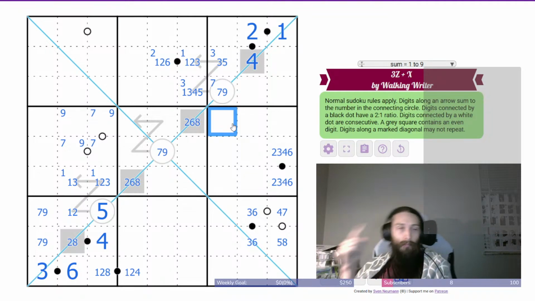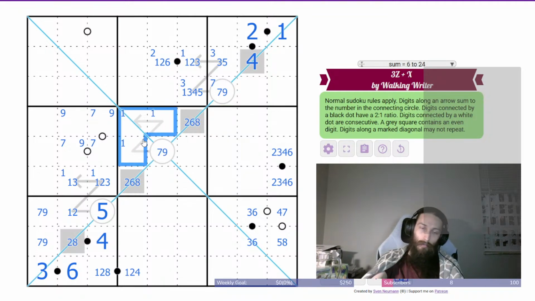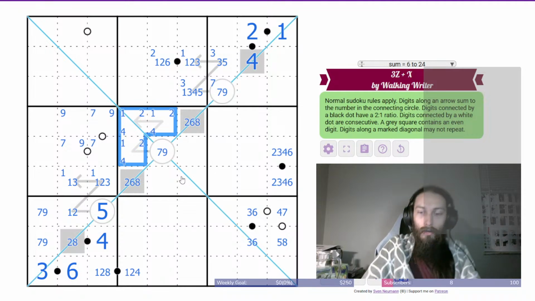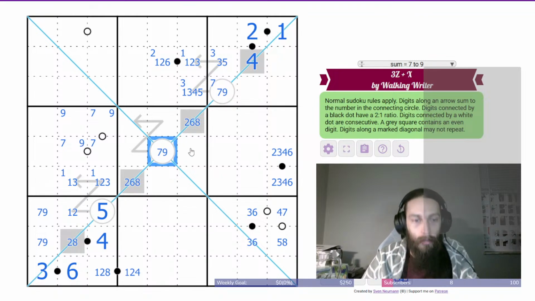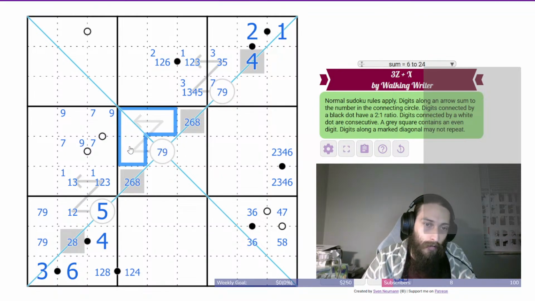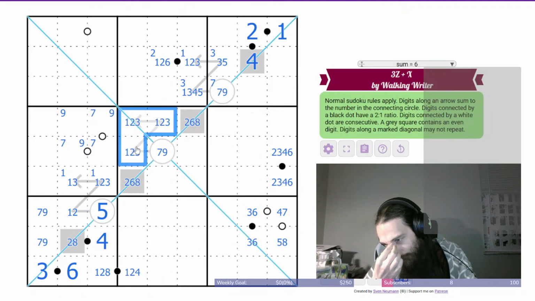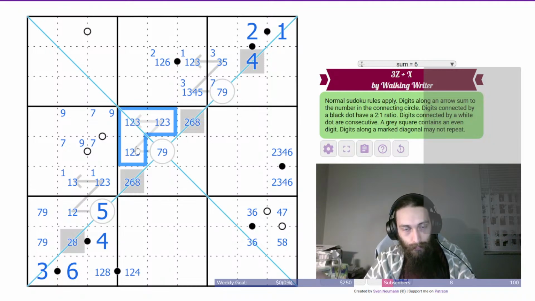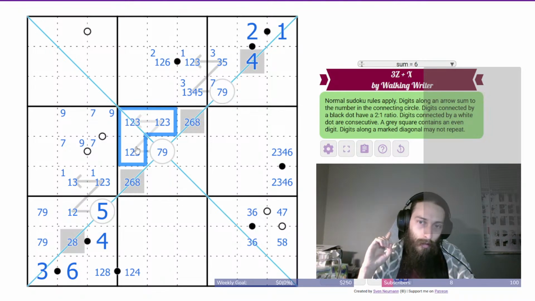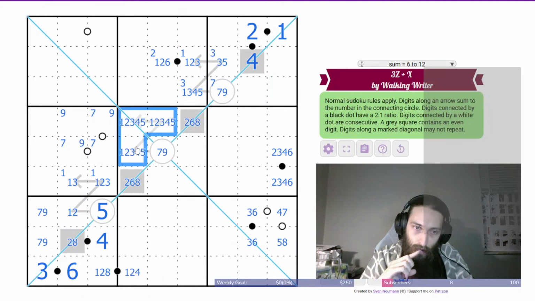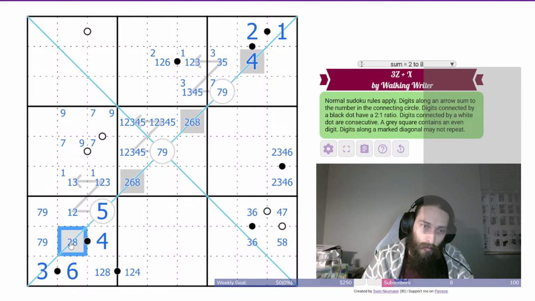Alright. If this is a 7, and this is 1, 2, 4. Oh, okay. Well, maybe not. If this is a 9, this has to have two of the digits from 1, 2, and 3. Right. If it's a 7, it must use 1 and 2. But I could do 1, 3, 5, and this can still be 2.